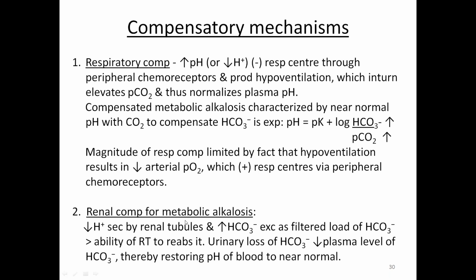Now the renal compensation for this. There is decreased hydrogen secretion by renal tubules and increased bicarb excretion, as the filtered load of bicarb increases beyond the ability of renal tubules to reabsorb it. So urinary loss of bicarbonate occurs, which leads to a decrease in the plasma levels of bicarb, and this helps in restoring pH to near normal.